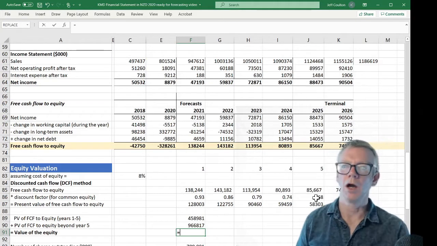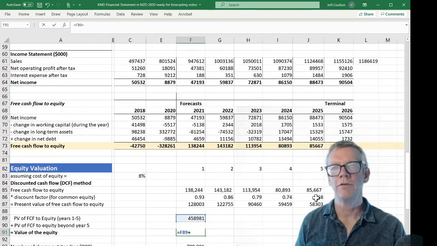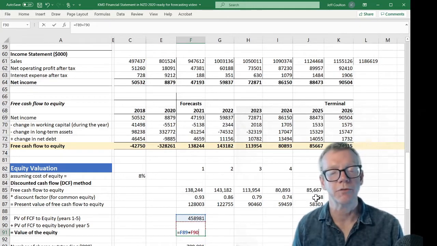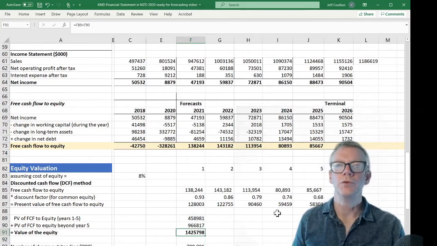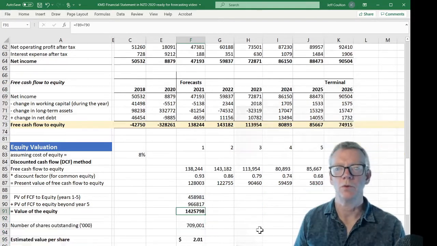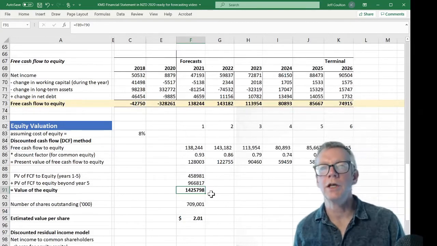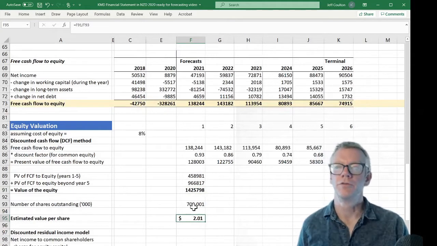Now, I'll add up the sum of equity from years 1 to 5. I'll add to that the sum of the free cash flows beyond year 5. That will give you the total value of equity. Now, I've already loaded in the number of shares. Estimated share price is value of equity divided by number of shares.